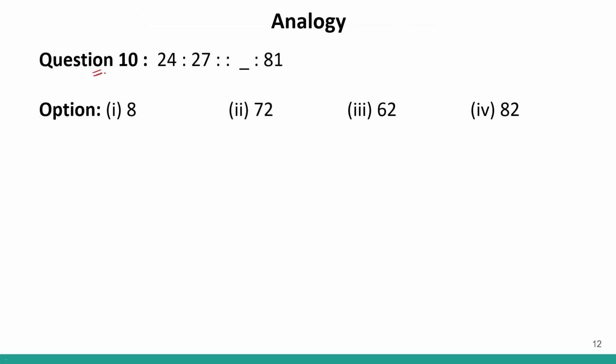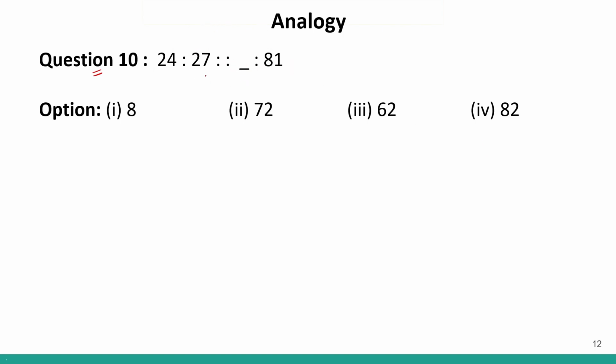Okay, question number 10. Question number 10, over here we have 24 and 27 and we have to find the missing term over here. Okay, so now very easily I can see these are all multiples of 3. One logic can be this is plus 3. So if I am adding 3, how much will I get? I will get 78. But do we have 78 as an option? No. So this is not the logic.